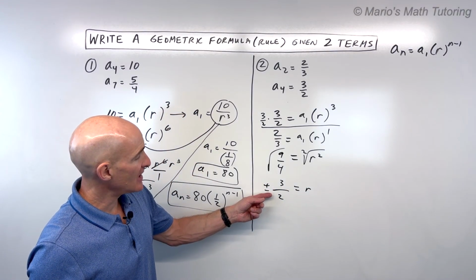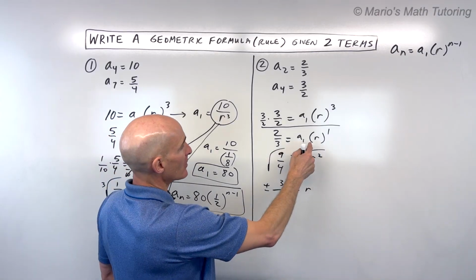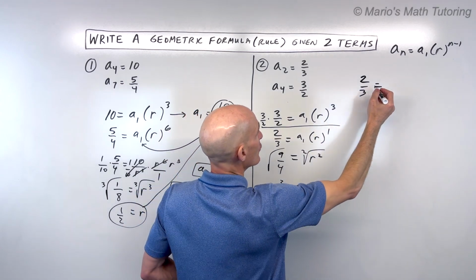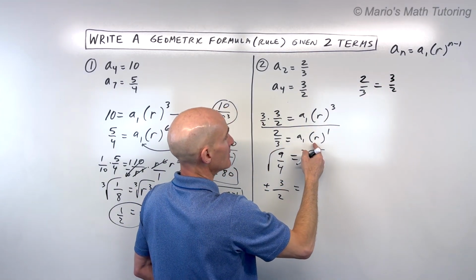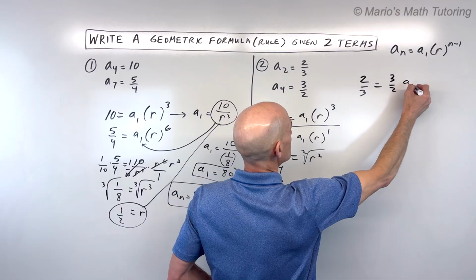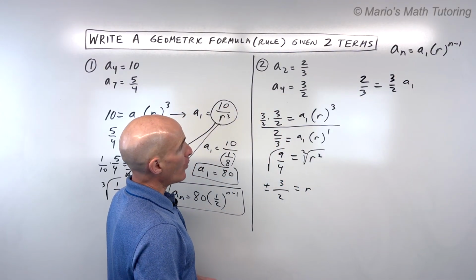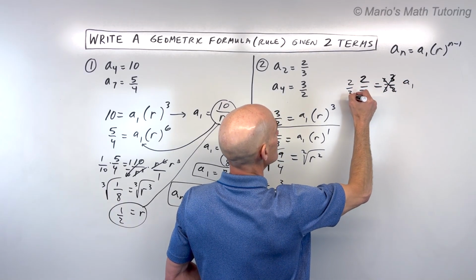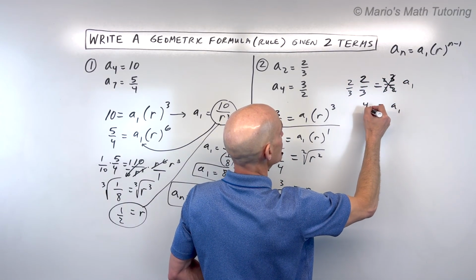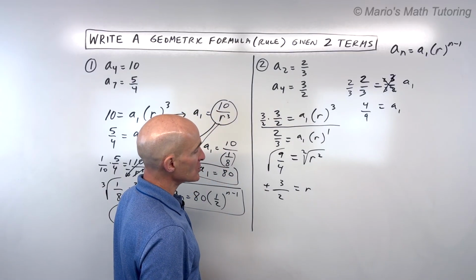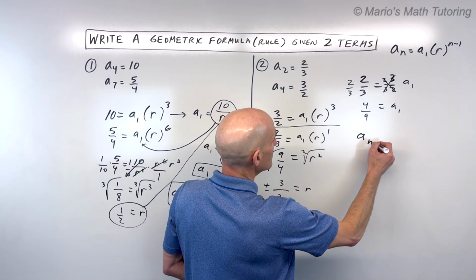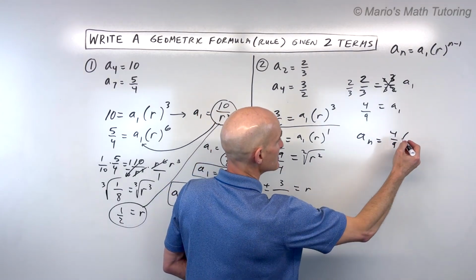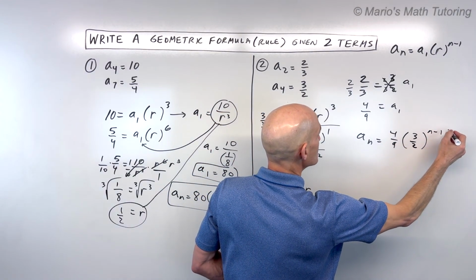So if I take, let's say, the positive 3/2, and I put it right here, that gives us 2/3 equals 3/2 times a1, okay? So now, if I multiply both sides by the reciprocal, which is 2/3, I get a1 equals 4/9. So one of our equations would be a sub n equals a sub 1, which is 4/9, times the ratio, which we said was positive 3/2, to the n minus 1 power.